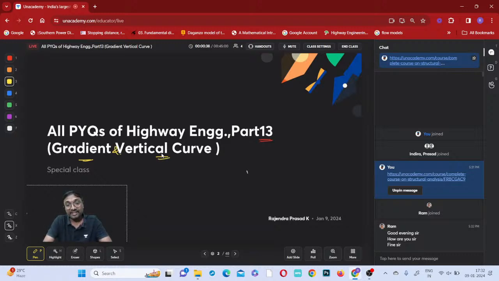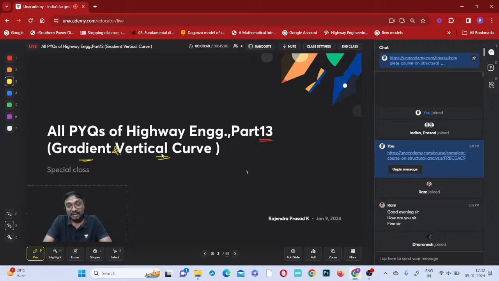Up to which one we are done in the previous class? Up to this transition curve we have completed. Yes or no? Up to the transition curve we have finished, and now we'll be going for gradients and this vertical curves, if you just observe, right?